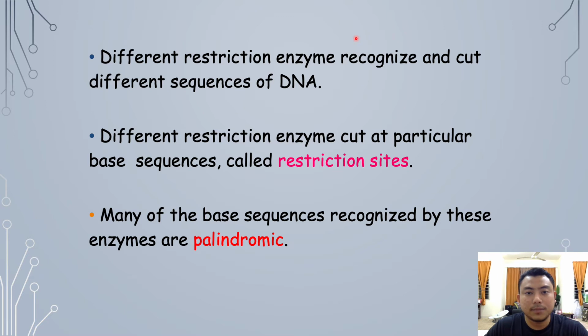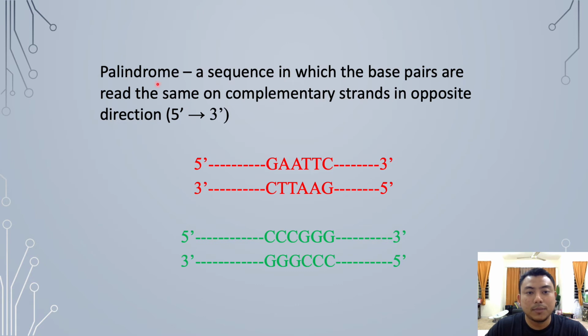As I mentioned from the previous slide, different restriction enzymes recognize and cut different sequences of DNA, and different restriction enzymes cut at particular base sequences called restriction sites. Many of the base sequences recognized by these enzymes are palindromic. So what is palindromic? We look at the next slide. A palindrome is a sequence in which the base pairs are read the same on complementary strands in opposite direction.